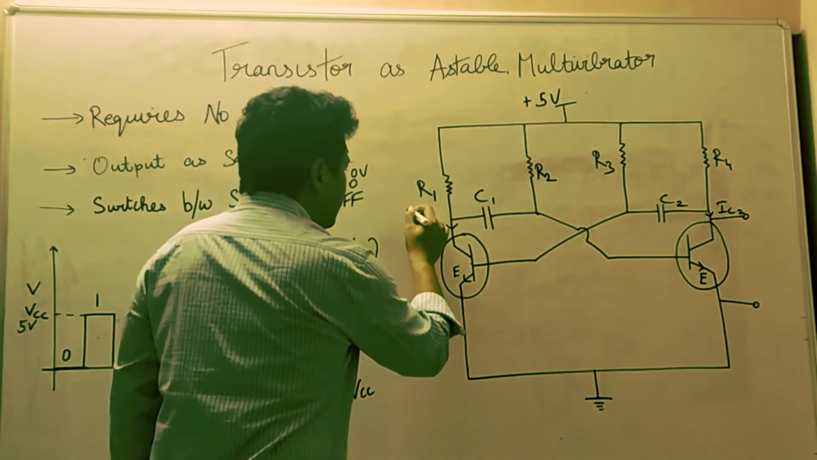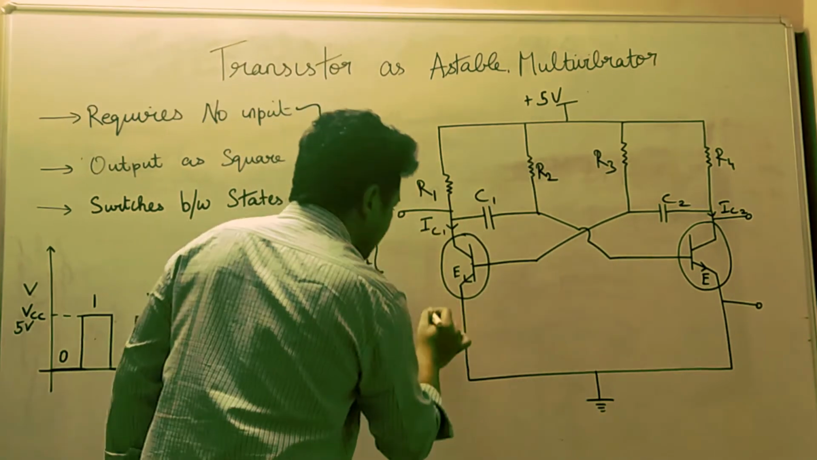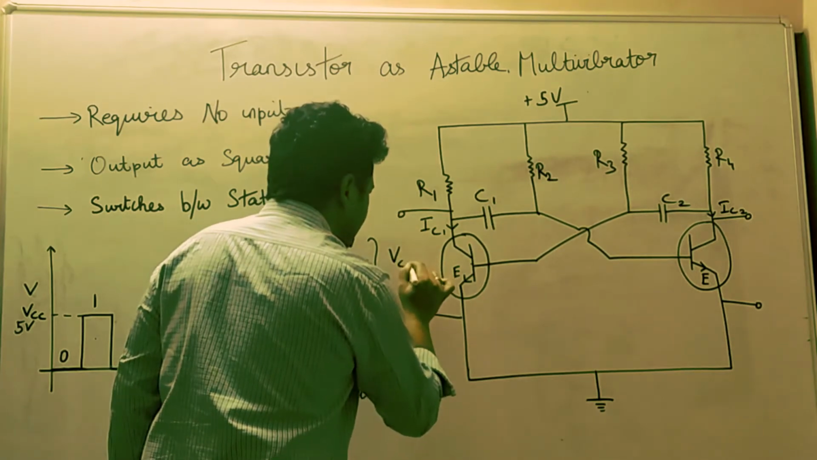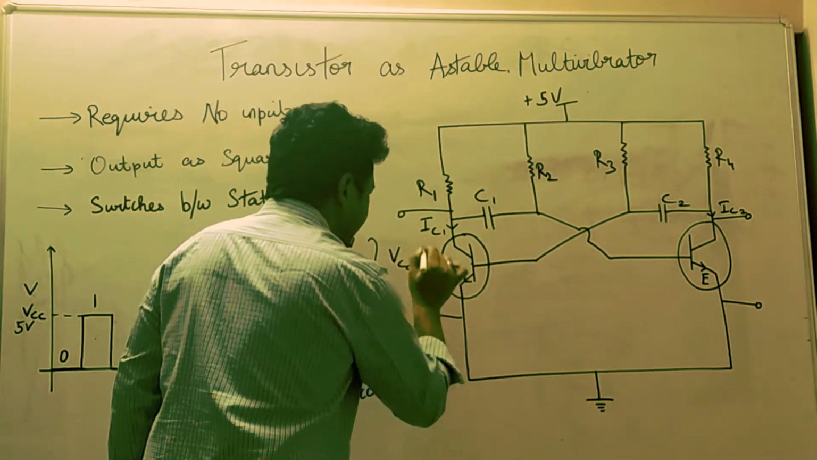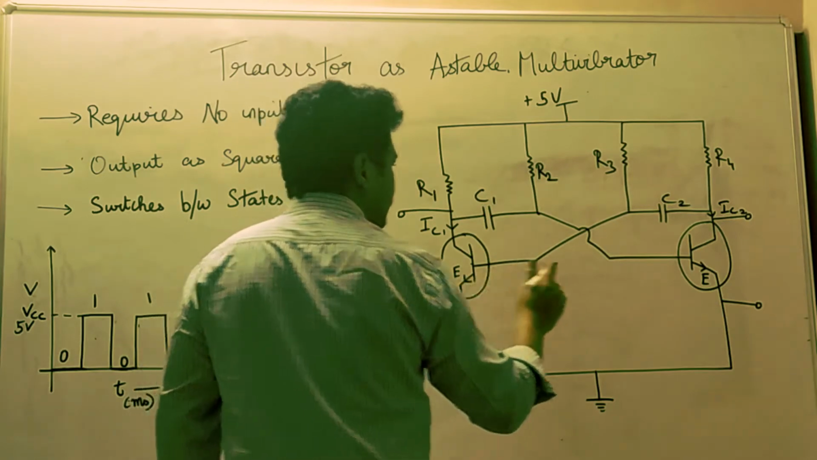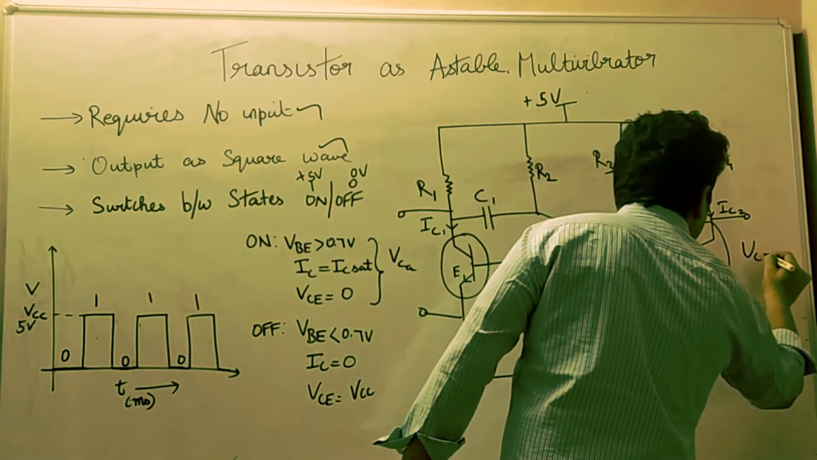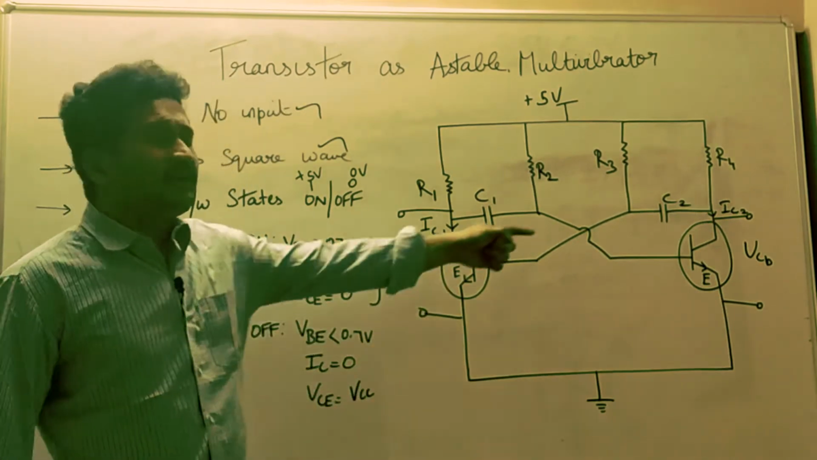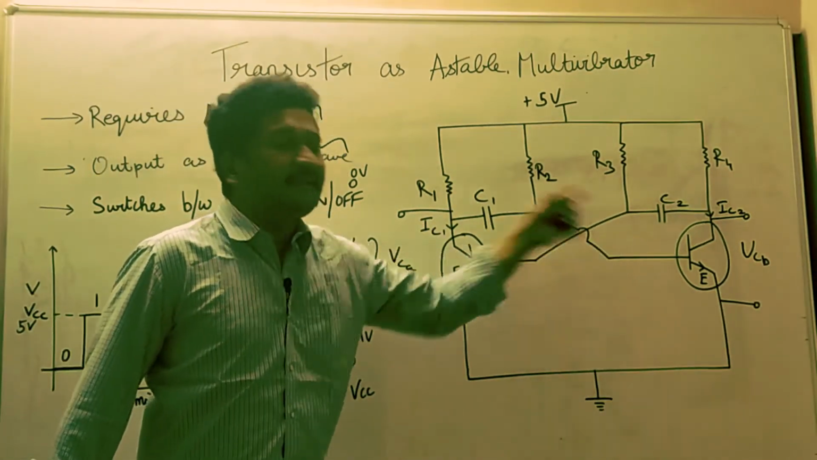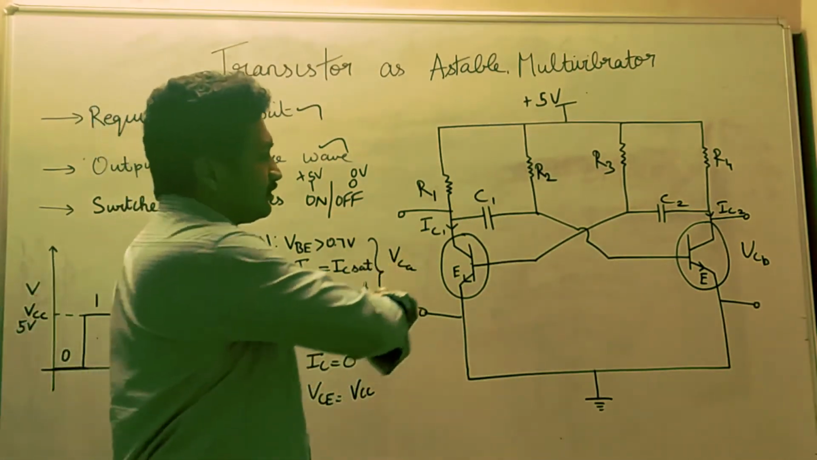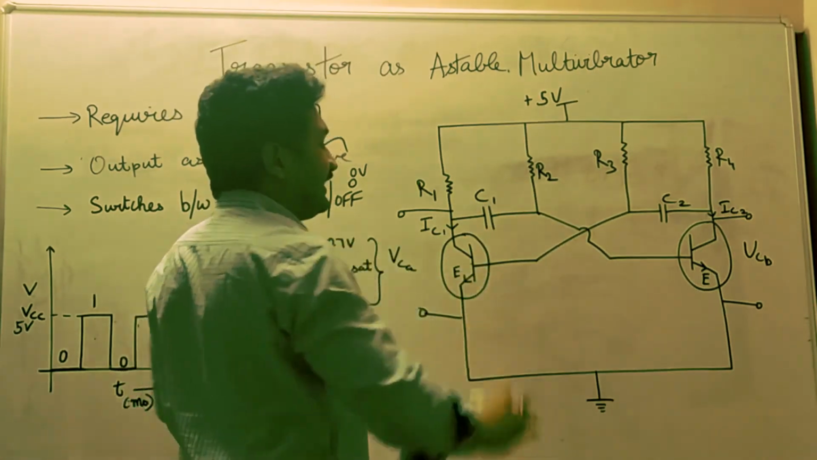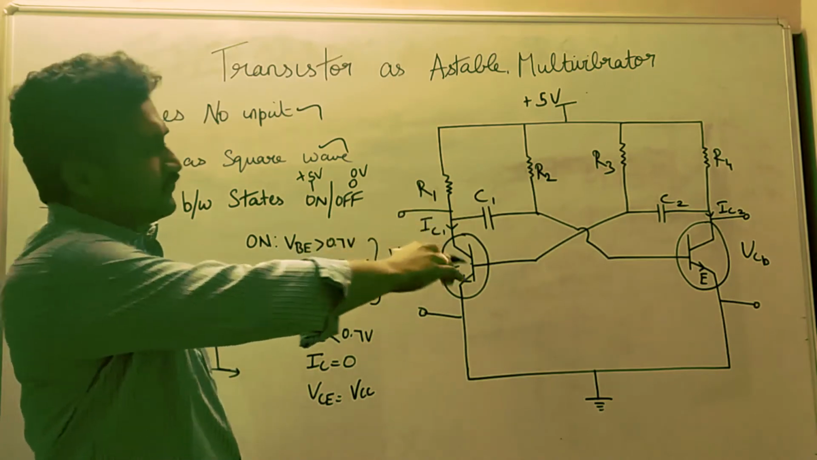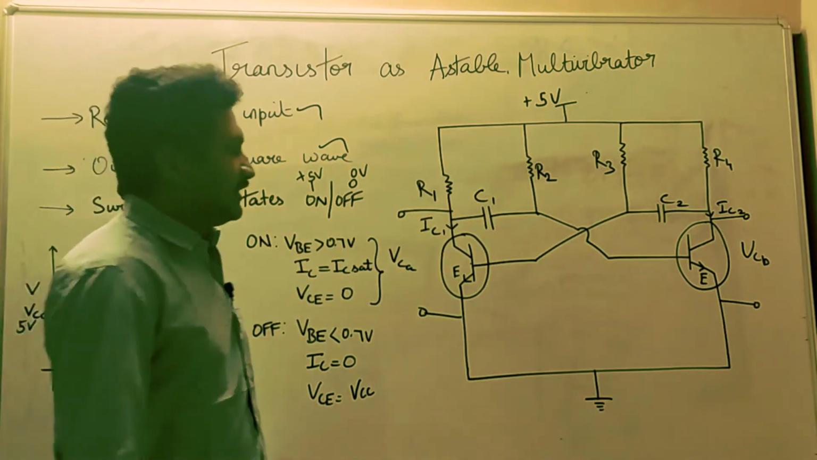So there are two terminals here. VCE of terminal 1, we call it VCA, and here VCB. So there are two output terminals. Any one terminal we can take the output from. We are going to take the output from the VCB terminal.